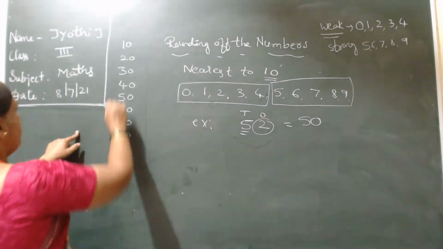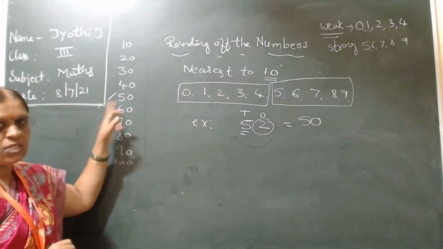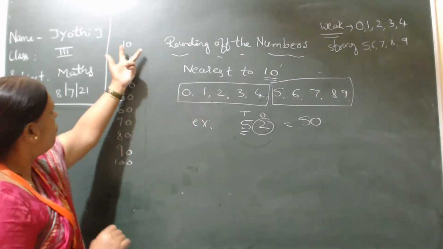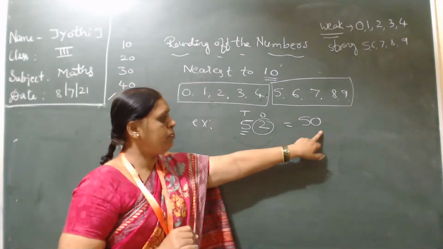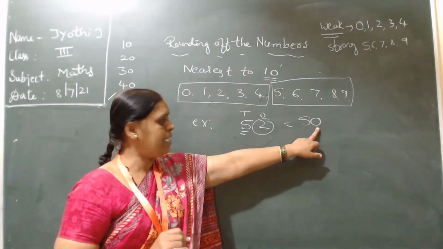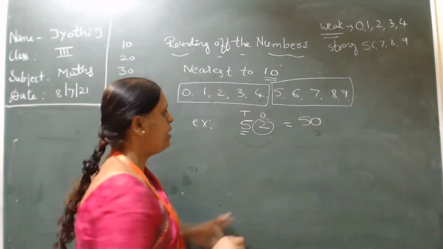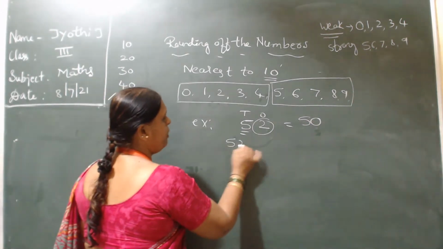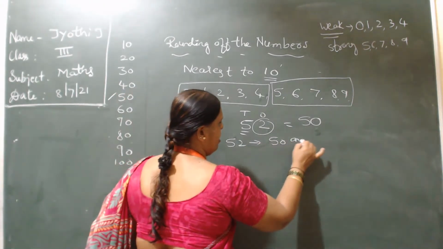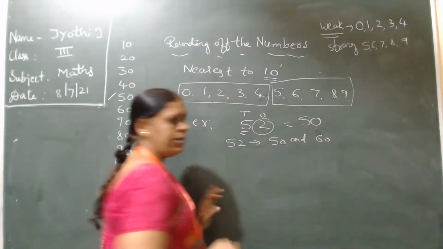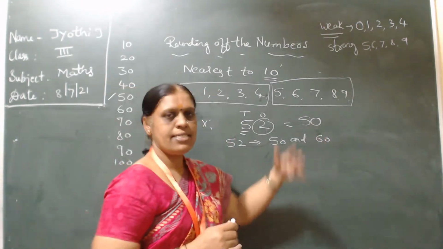Observe this, what will I get here in tens? 50. So rounding off to the tens, we should all get tens numbers. In the ones place, we have to put the 0. Now see, this 52 will come between 50 and 60, isn't it? It's between 50 and 60.